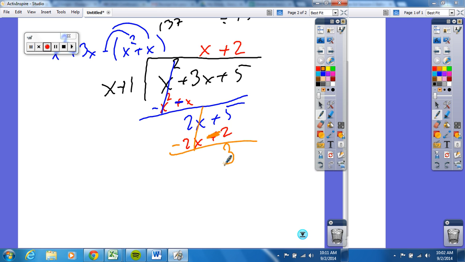So that's kind of like our remainder. And how did I write that remainder? I did it as a fraction, so I did plus my remainder over what I divided by. Ladies and gentlemen, that is long division of polynomials.